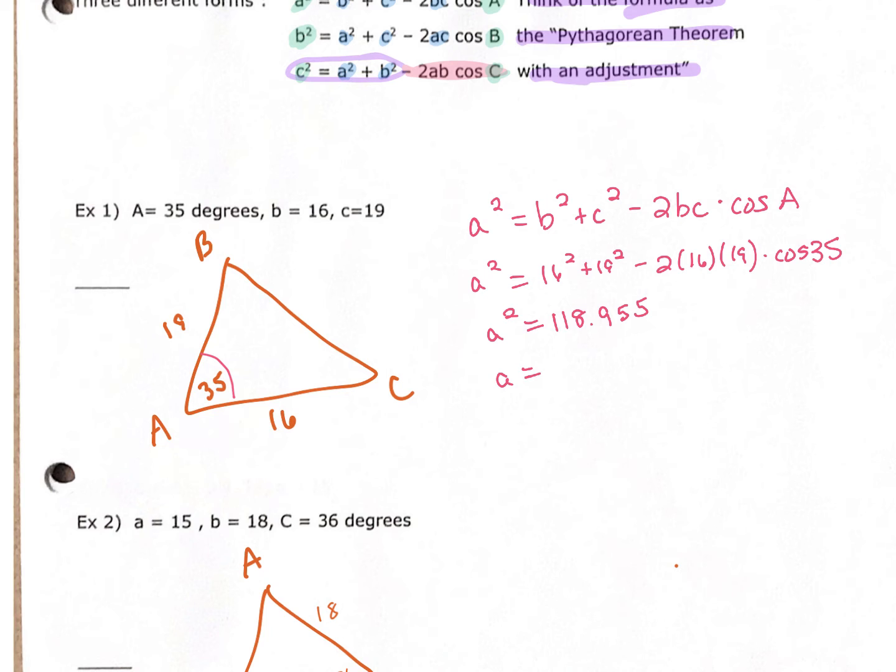And then make sure you remember to square root that to get your actual A. So try that and see that you get that. Plug that in and check and see that you get that for side A.